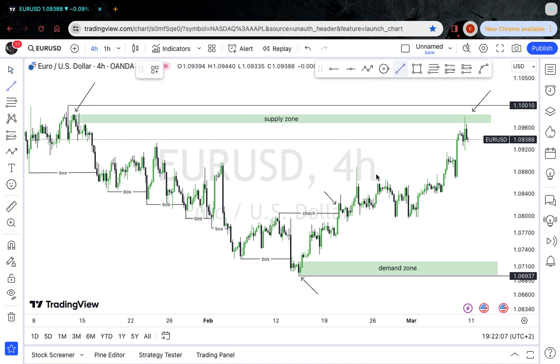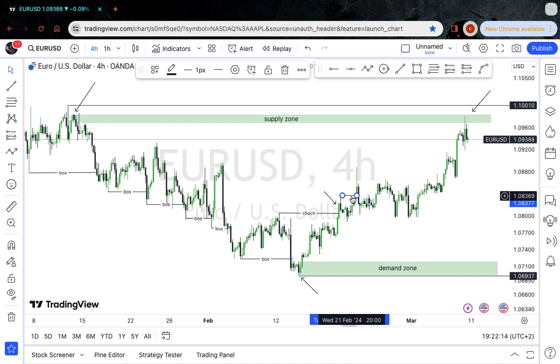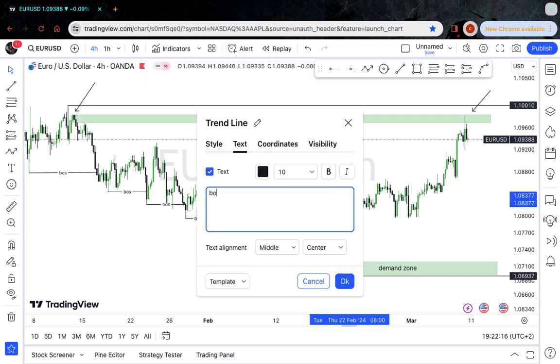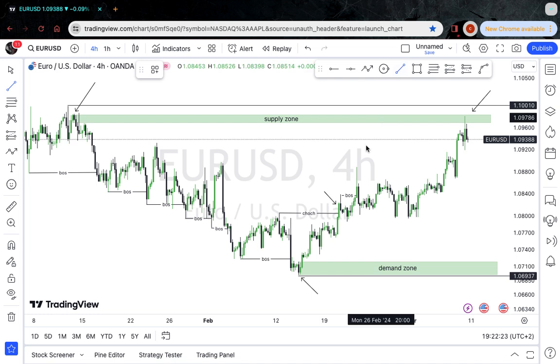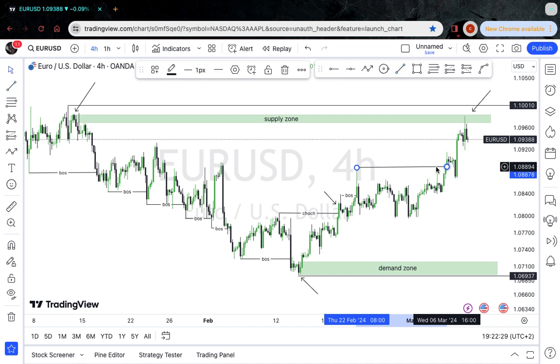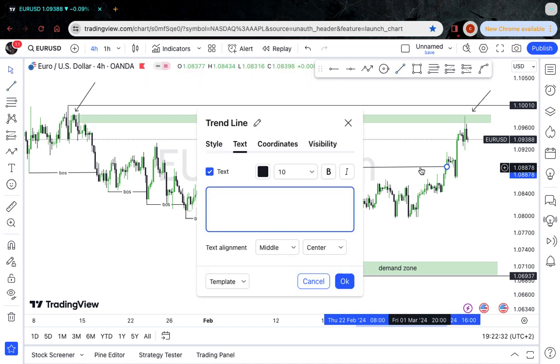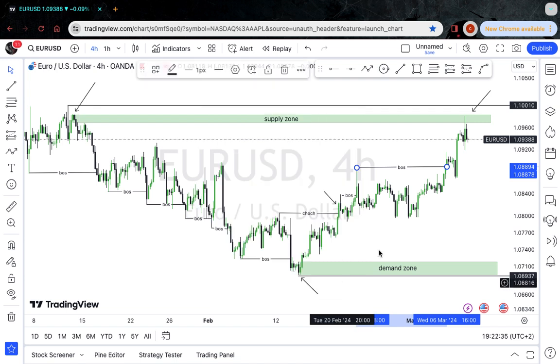And then here we also had a break of structure, meaning the market started breaking structures to the upside. That's a BOS. After creating this change of character here, it started breaking structures to the upside. And then we have another BOS there. This is our last break of structure.